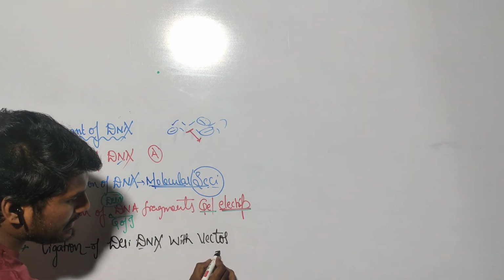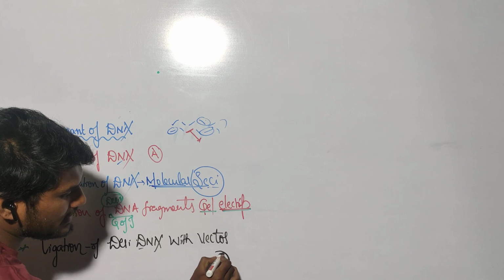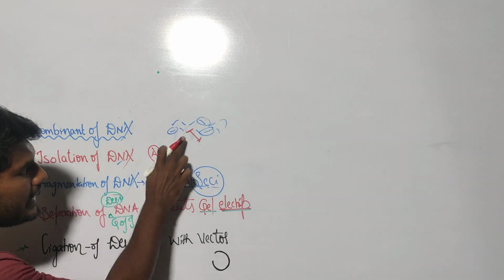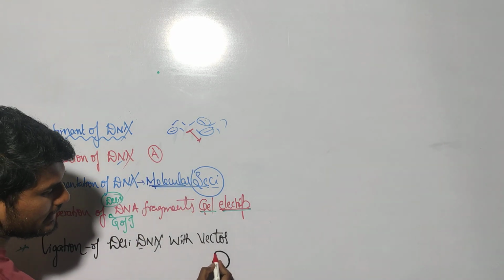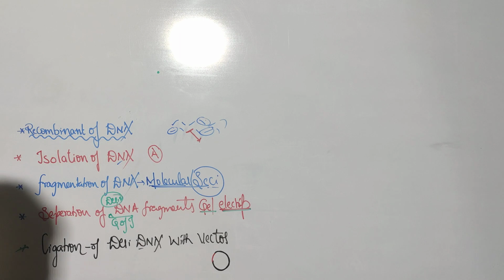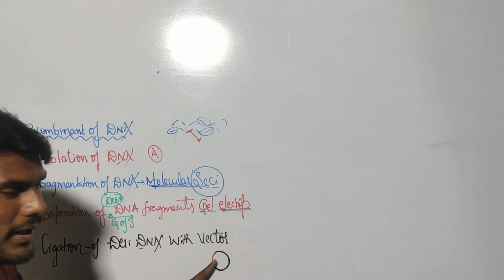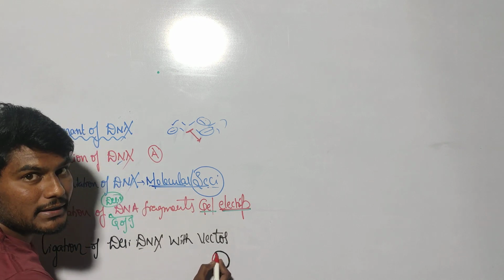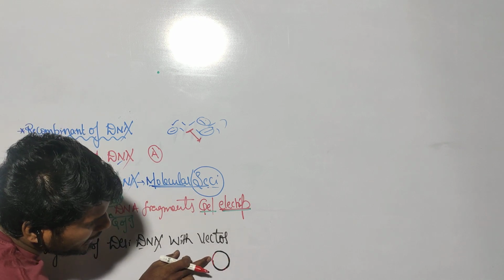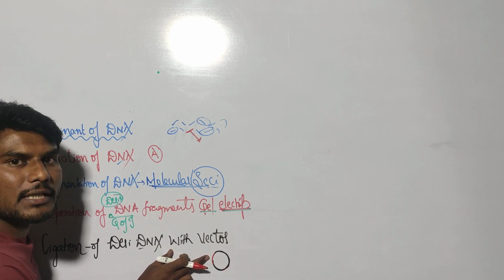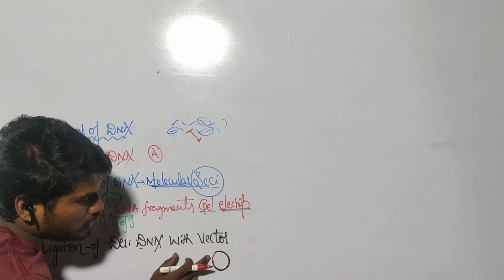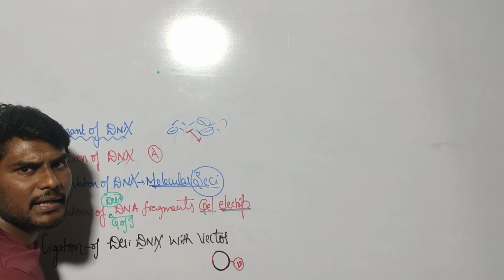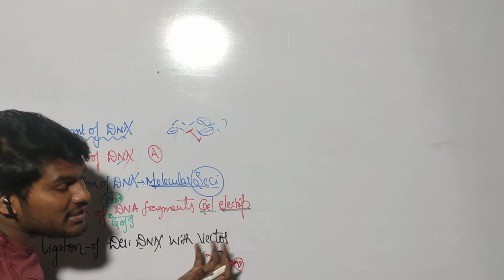For example, this is the vector, nothing but circular DNA. We have to join this desired DNA fragment, nothing but the gene of interest, like this. Whenever you join these, see, here there is the vector DNA, and this is the human DNA that you have taken. For example, you have taken a human cell. So two DNAs are present. This is the vector DNA, nothing but bacterial DNA or plasmid, and this is our gene of interest.